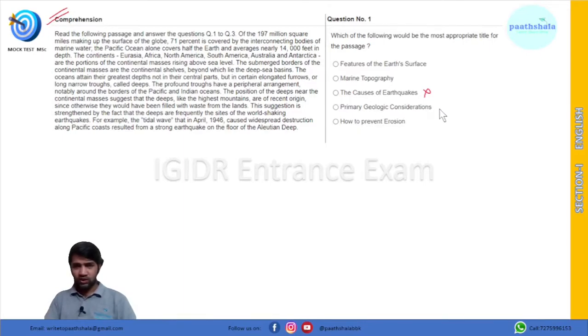Primary geologic consideration, no. How to prevent erosion, no, it is not talking about that. These two options can come to your mind. But here marine topography is also a part of Earth's surface, so we will not consider this as a title. I think this should be the most appropriate title, that is the features of Earth's surface. Now let's move to the next question.